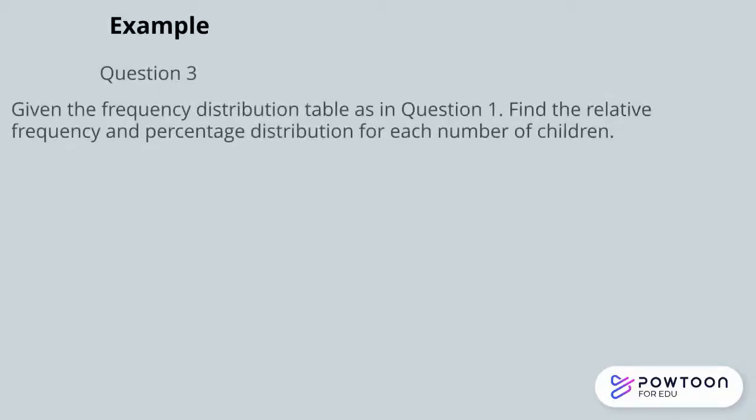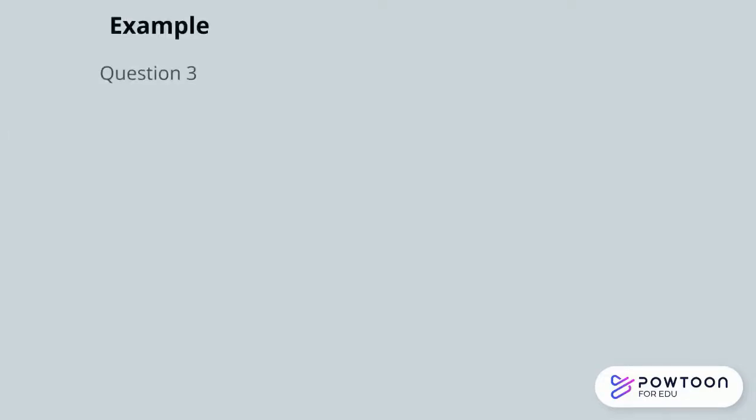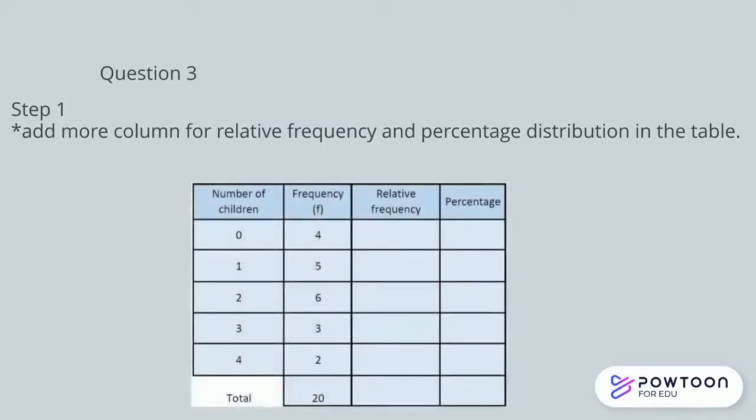Question 3. Given the frequency distribution table as in question 1, find the relative frequency and percentage distribution for each number of children. Let's do the question. Step 1. Add more columns for relative frequency and percentage distribution in the table, like this.